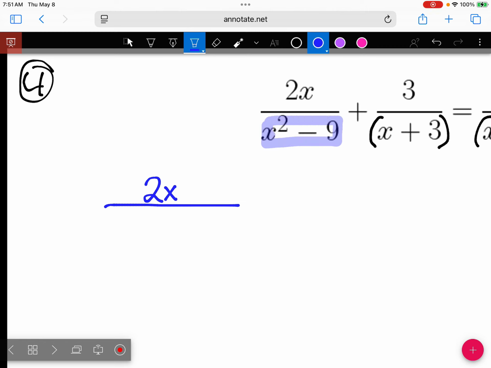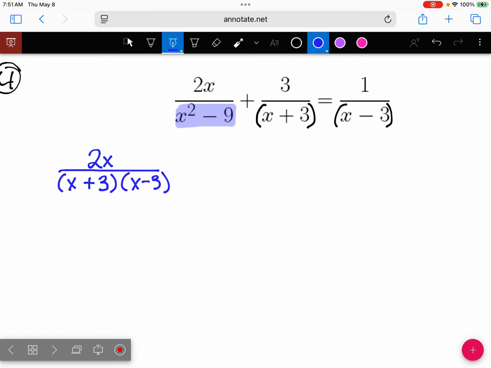How does this thing factor? X squared minus 9. Difference of squares. It is a difference of squares. Oh snap, we see those a lot now. Where we're going to have our x with our positive 3 and our x with our negative 3. That is using our difference of squares pattern. So everything else is factored.